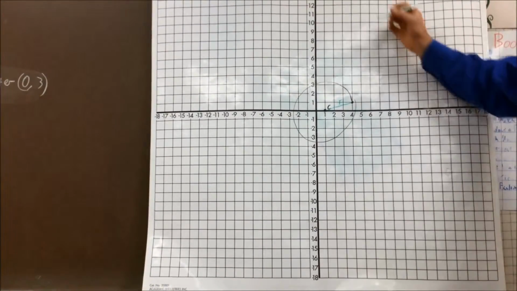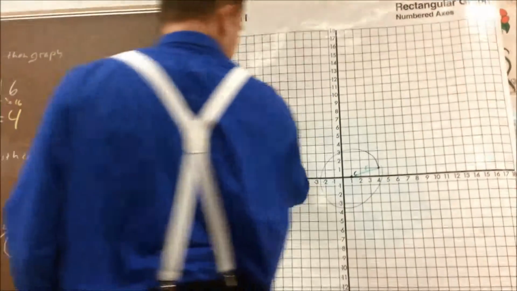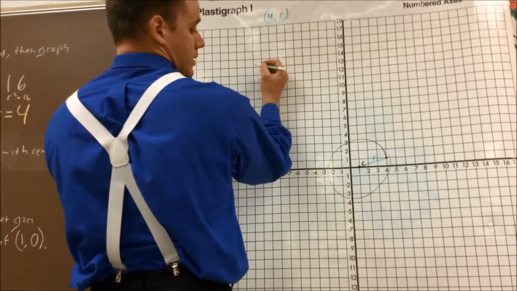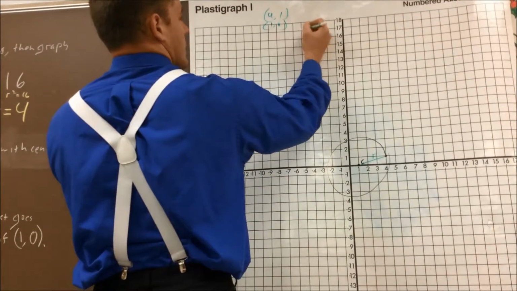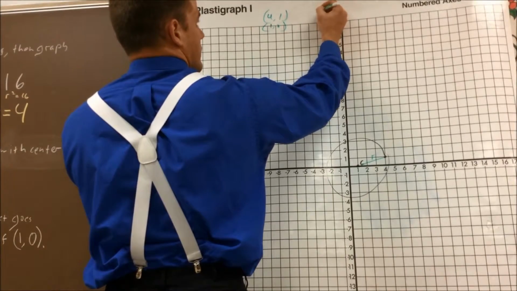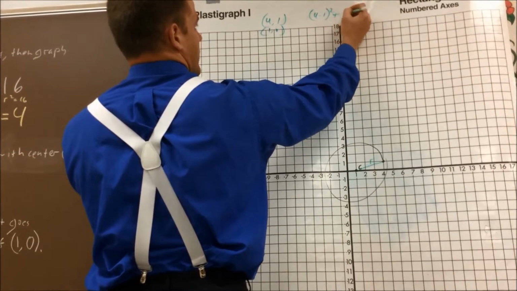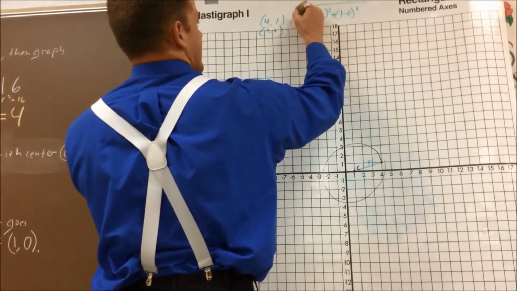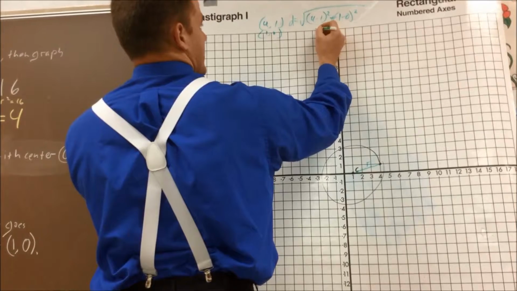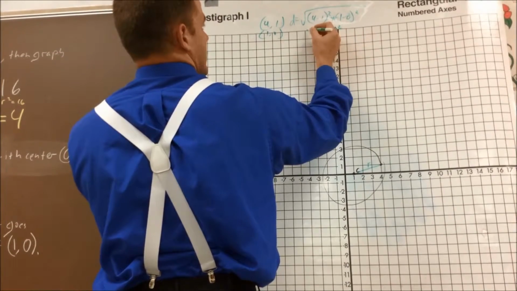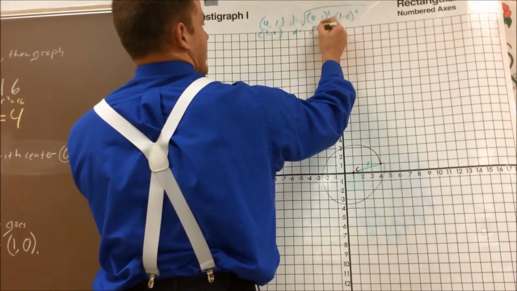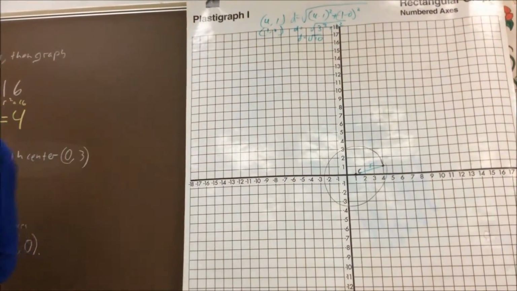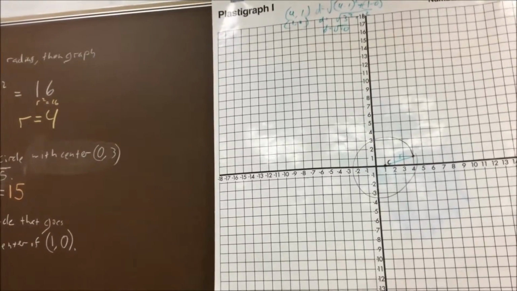I'm going to use the distance formula. So let's see, you've got to use (4, 1) and (1, 0). So 4 minus 1 squared plus 1 minus 0 squared. Square root of that is the distance. So that's going to give me 3 squared plus 1 squared. The distance is the square root of 10. That's the radius. That is the radius.